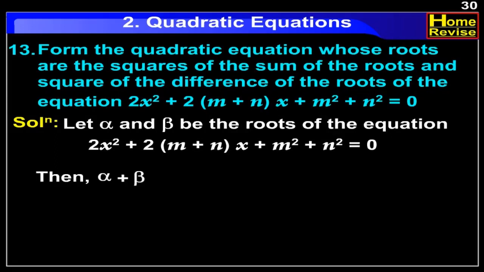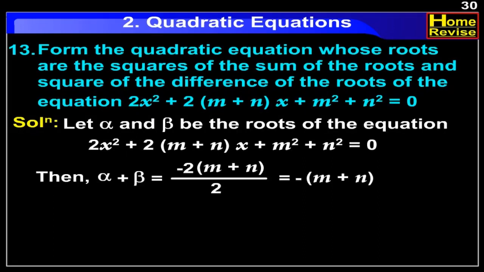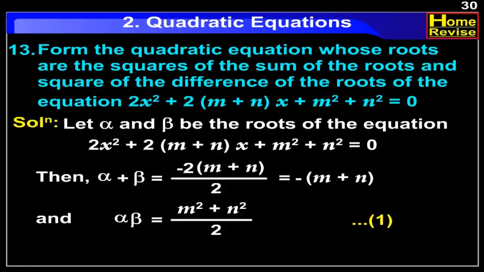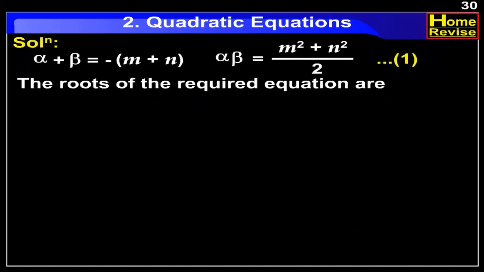Then alpha plus beta would be equal to minus 2 into (m plus n) upon 2, which would be equal to minus (m plus n), and alpha into beta would be equal to (m square plus n square) upon 2. Let's put it as 1. Now the roots of the required equation are alpha plus beta whole square and alpha minus beta whole square.